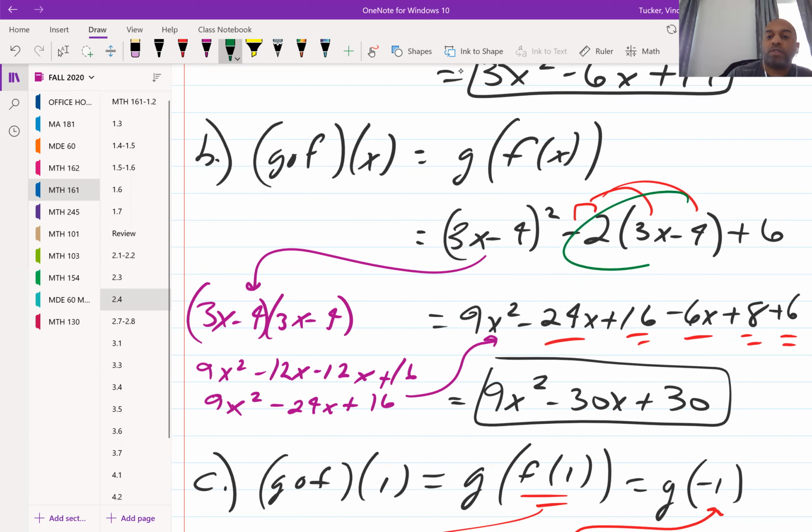Distribute the negative 2. That'll be negative 6x plus 8. And then plus 6 is still in the back. Combine your like terms. Negative 24x and negative 6x give you negative 30x. Then 16 plus 8 plus 6 gives you 30 in the back.